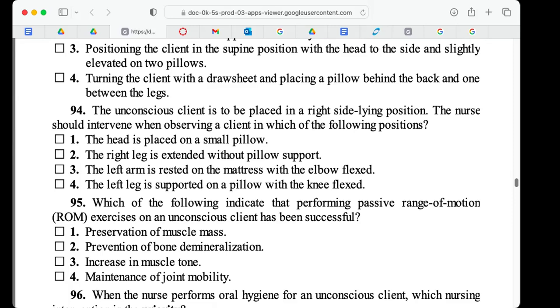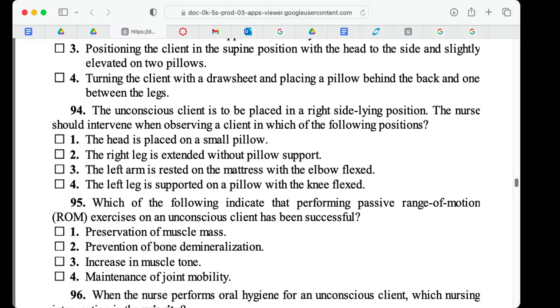So any joint, right? Like any bony prominence. So what are your bony prominences? Like the back of your neck, your shoulder blades, your buttocks, your knees, your heels. They don't want bony prominences on the mattress without a pillow because the bony prominences are more at risk for skin breakdown. So that's what they're saying.